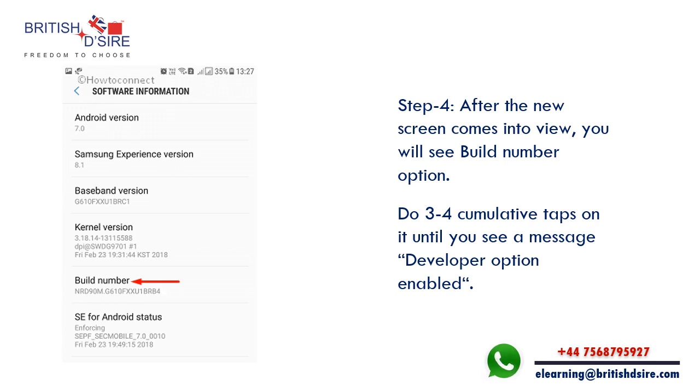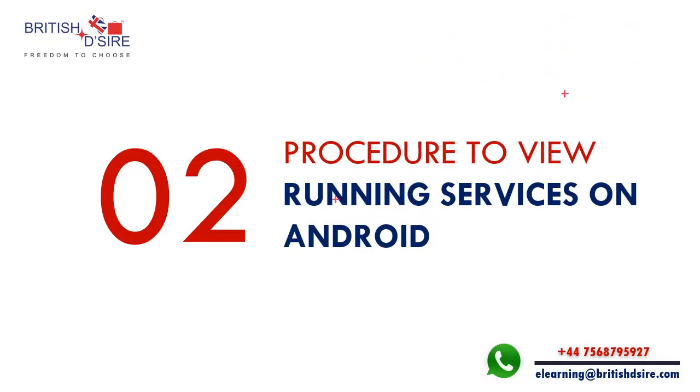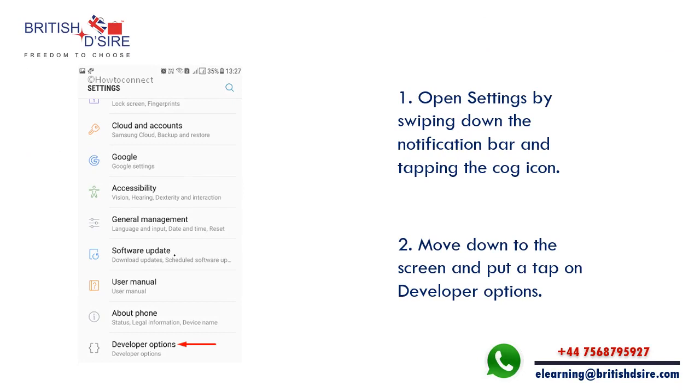Now, to view the running processes, you need to follow the given instructions. Point 2. Procedure to view running services on Android. 1. Open Settings by swiping down the notification bar and tapping the cog icon. 2. Move down the screen and tap on Developer options.